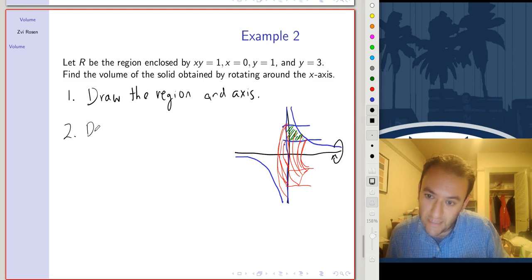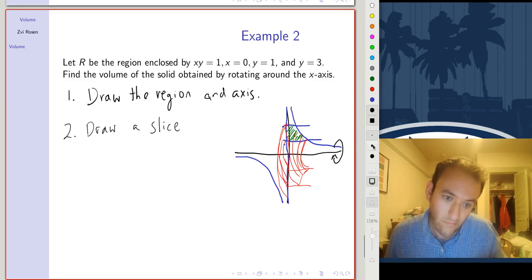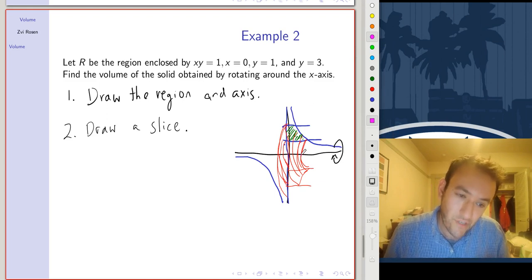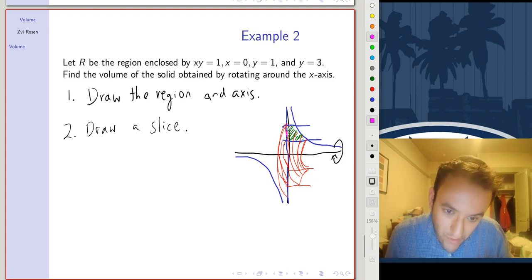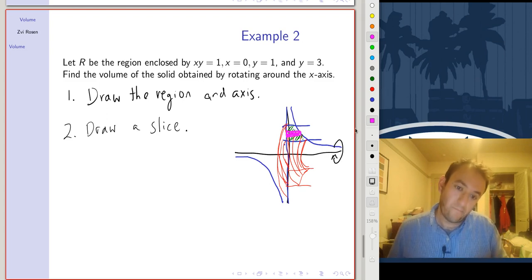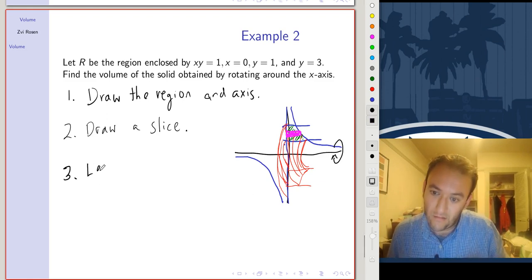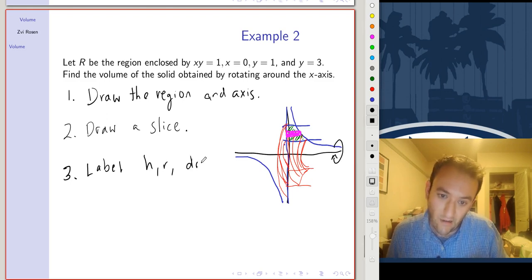Step 2, draw a slice. So for that, we've got to think again, we're using shells, so we want to be parallel to the axis of rotation, and that puts us here. Okay. Step 3, label H, R, and dr.